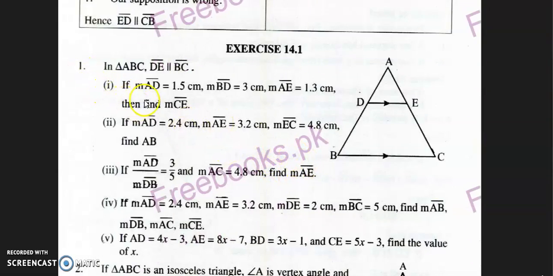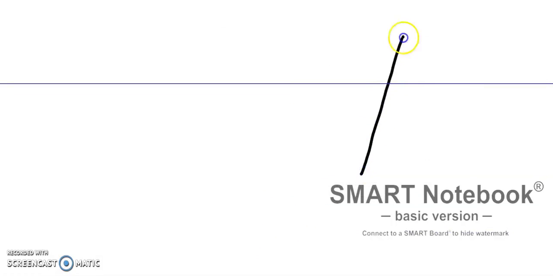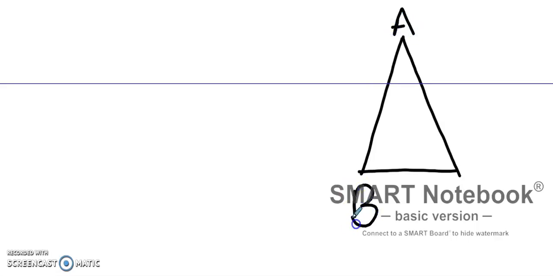Question number 1, part 1. If in this triangle ABC, AD is 1.5 centimeter, BD is 3 centimeter, AE is 1.3 centimeter, then find CE. So, first of all, we need to draw this figure. This one is the figure with these vertices A, B, and C. A line is parallel to the third side, and this line segment is actually DE.